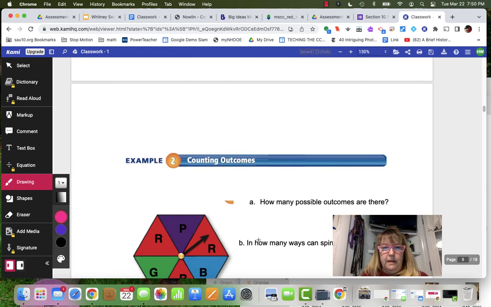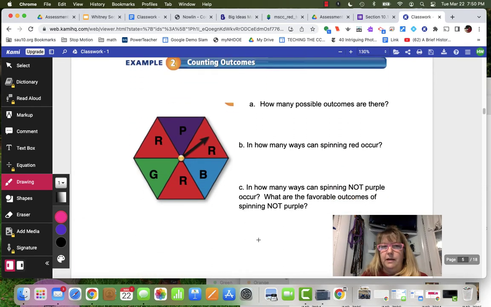All right. Let's talk about counting the possible outcomes. If I have a spinner that looks like this, the question is, how many possible outcomes are there? Well, I have 1, 2, 3, 4, 5, and 6. So the number of possible outcomes is 6, because there are 6 different sections on here.